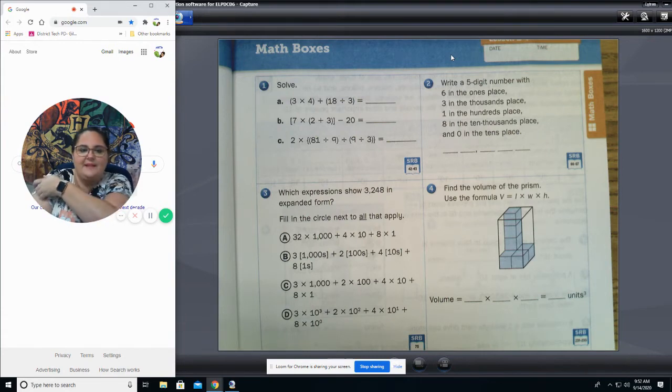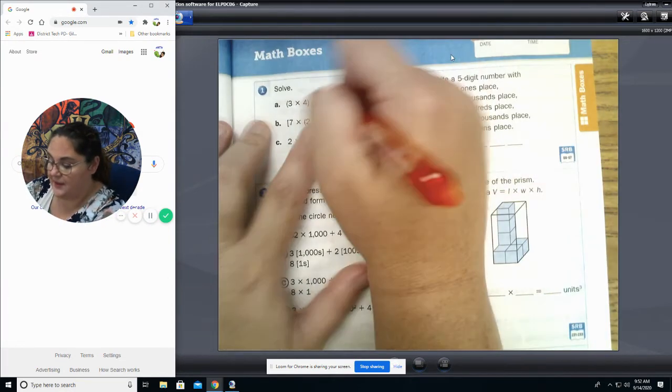Looking at number 1, solve. So this is where you have to do order of operations. This is a very clear-cut one, guys. There is no way to get around this. You have to do order of operations. There are not 9 different answers. There's only 1.